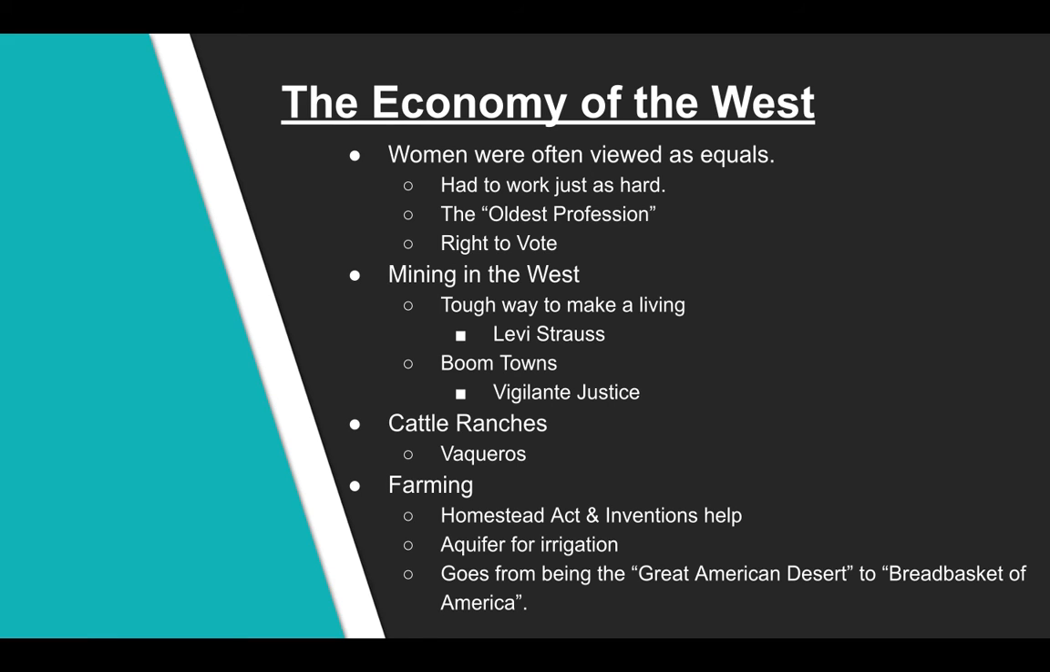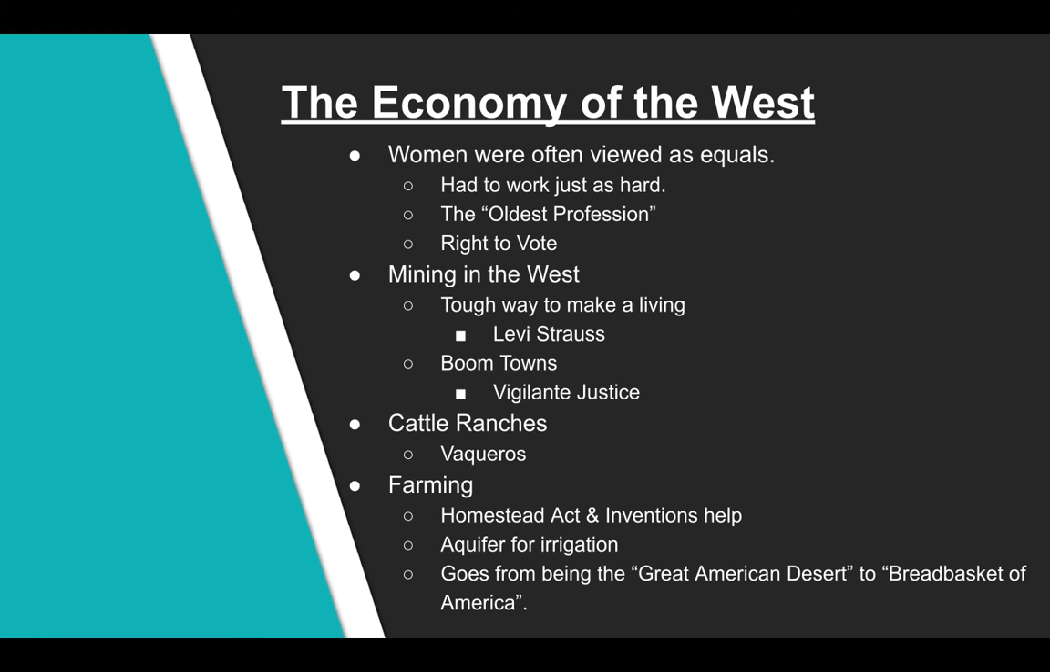He partnered with somebody else to make the more modern version of jeans that you guys know, with the rivets and the pockets and all that stuff. So he's really probably the person that benefits the most from mining. One of the interesting things about mining that happens is every time gold gets found, thousands of people show up. And so these things called boom towns happen.